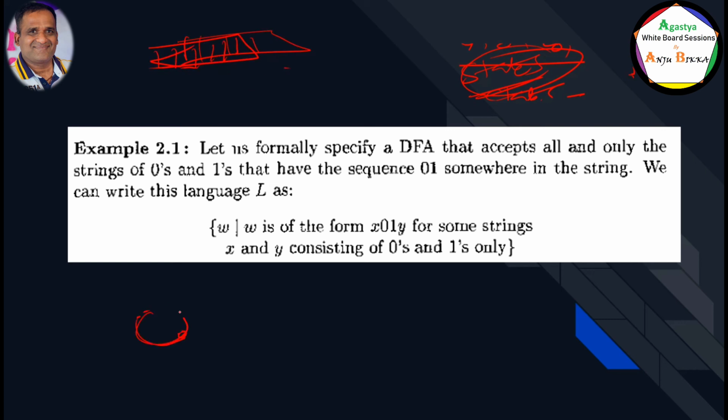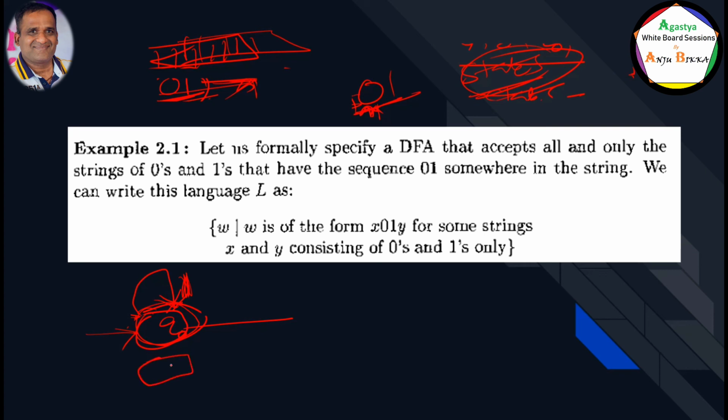Now whenever it starts with Q naught, it is scanning, looking for the pattern. If any 1 comes, then since it is looking for the pattern 0, 1, which starts with 0, it is not interested in the 1s because the pattern is not starting with 1. It just skips. Whenever in this state, we are still searching for the pattern. This is the initial state.